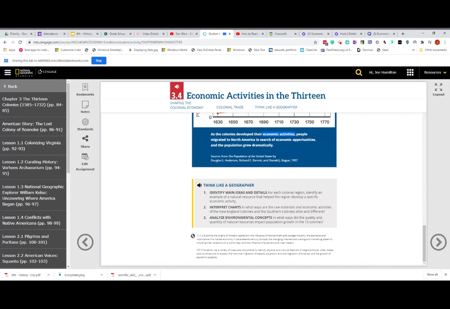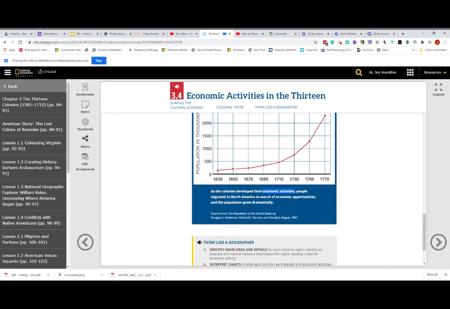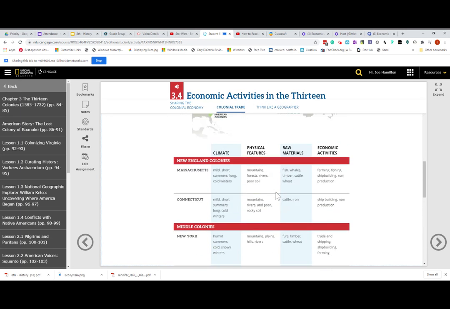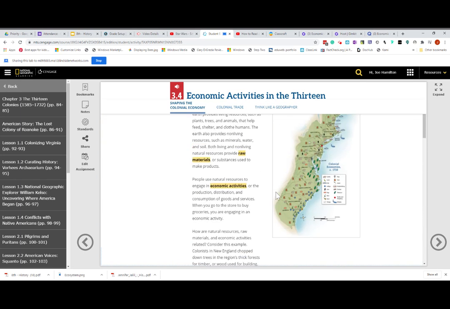And then finally, it says analyze environmental concepts. In what ways did the quality and quantity of natural resources impact population growth in the 13 colonies? Okay. So that was that. Sorry about that. That was this chart here, the population chart. So that is your first read, ladies and gentlemen. That's your first read. Okay. So that's how you would get through this information.